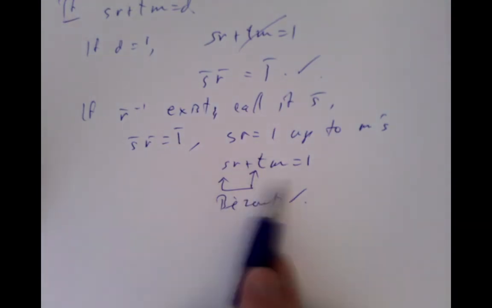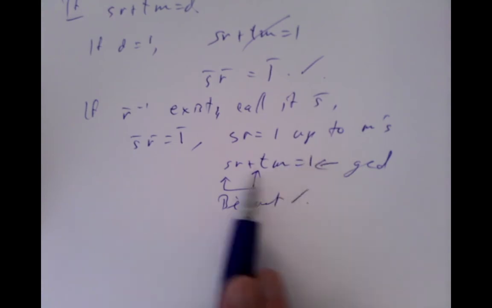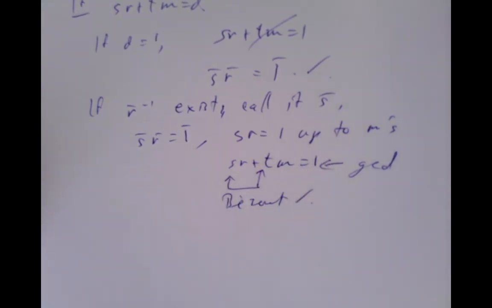So this must be the GCD, because the smallest thing you can write in this way is the GCD, but if you can write 1 in this way, then the GCD would have to divide 1, so it has to be 1. So that completes the proof. It's very simple. Now we know how to find reciprocals by an explicit algorithm. Let's do an example.